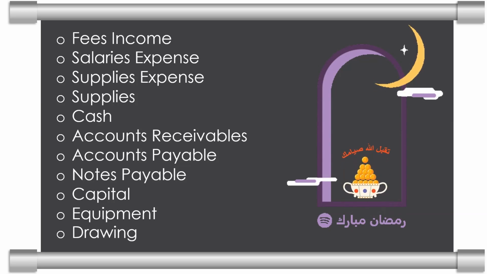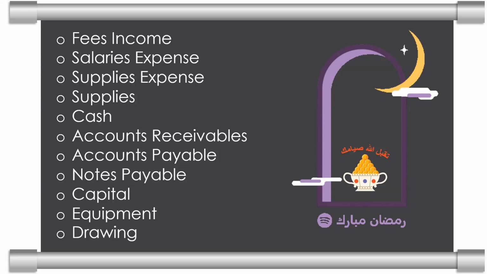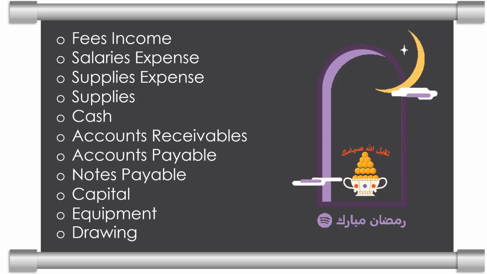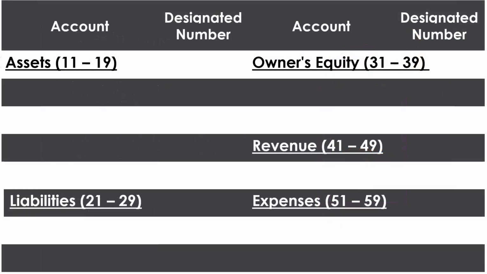Now you are looking at a random list of accounts. Some are assets, some are liabilities, and others relate to revenue or expenses. It may seem unorganized, right? But the beauty of accounting lies in its structured system. When we apply the system, everything falls into place effortlessly. Let's start by discussing assets.